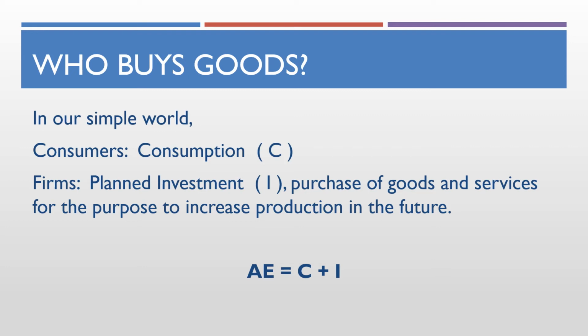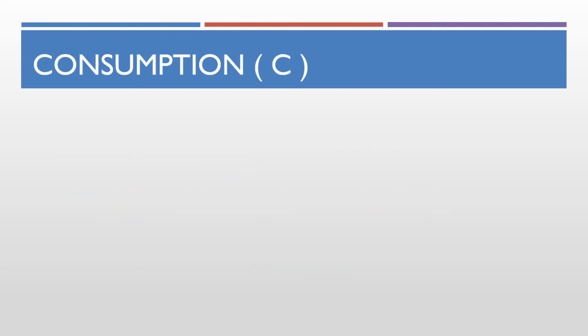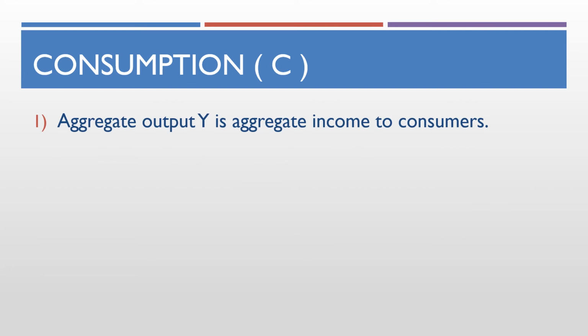Now, we would like to define consumption and investment spending a little bit further. So we define consumption to be C. This consumption is basically how much the consumers will spend to buy goods and services. We also assume that the aggregate output Y also refers to the aggregate income. It's basically the income received by the consumers or the households.